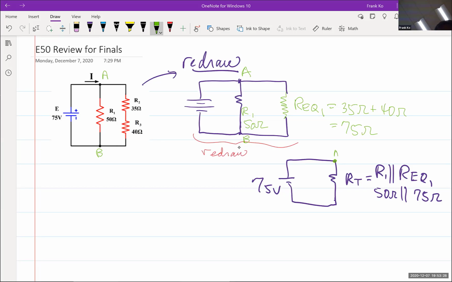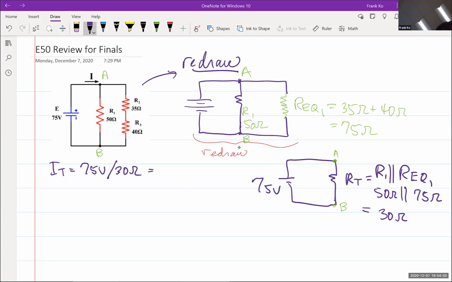Here is point A, and here is point B. So RT should calculate to be what value here, Sarah? 30. 30 ohms, yes? Everybody okay with that? Once you have 30 ohms, then can you calculate an IT? So IT is equal to your 75 volts, divide by your 30 ohms, and your IT, I'm going to do these a little bit out of sequence, that's all right.